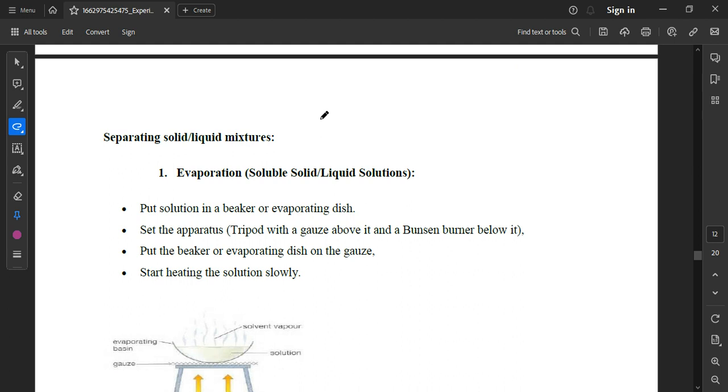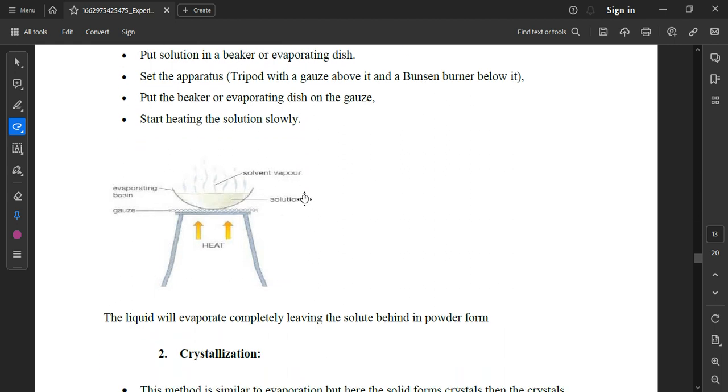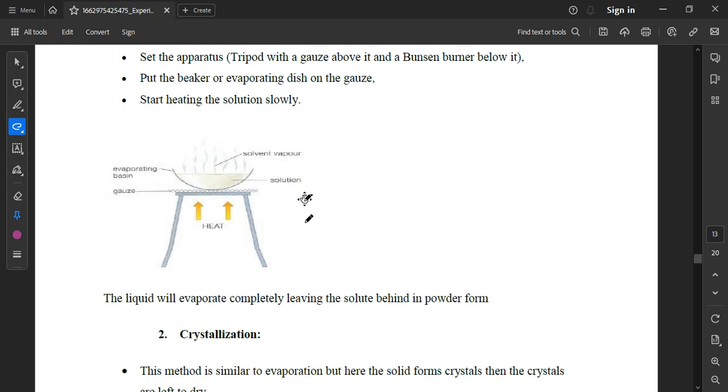Now a solid-liquid mixture. Evaporation. You put the solution in a beaker or evaporating dish, set up the apparatus, put the evaporating dish on the gauze and start heating the solution slowly. The liquid evaporates, leaving the solid behind in powder form. This is done when you only want the powder and you don't want the liquid that has evaporated.